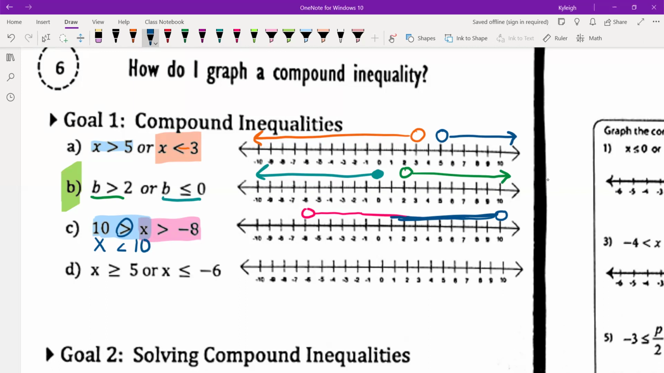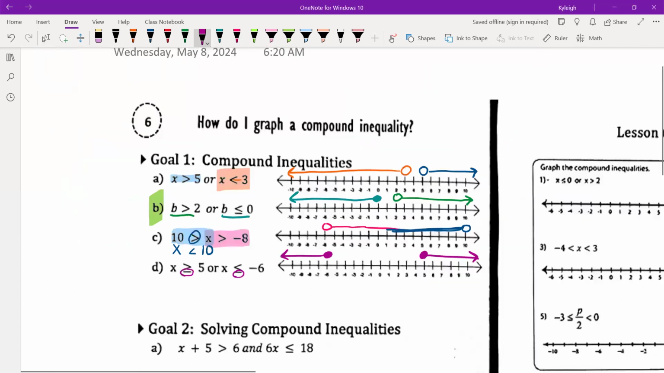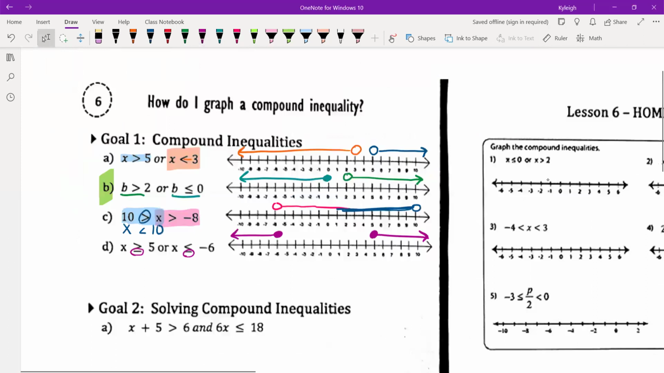Let's do D really quick. Looking at that, this tells me it's a closed circle at 5, and then it goes this direction. This is a closed circle at -6, going that direction. All right, so hopefully those are familiar from lesson 2 and a little bit more straightforward.